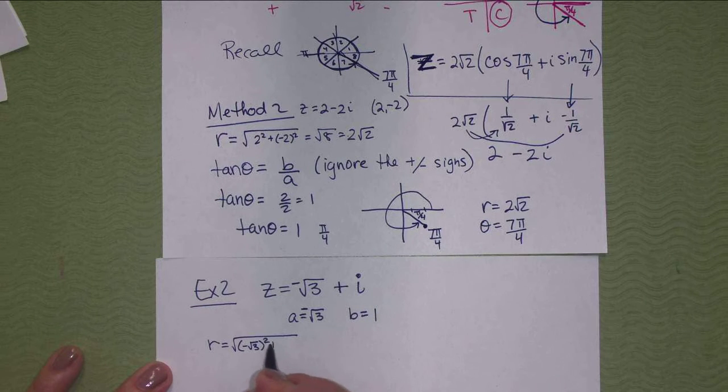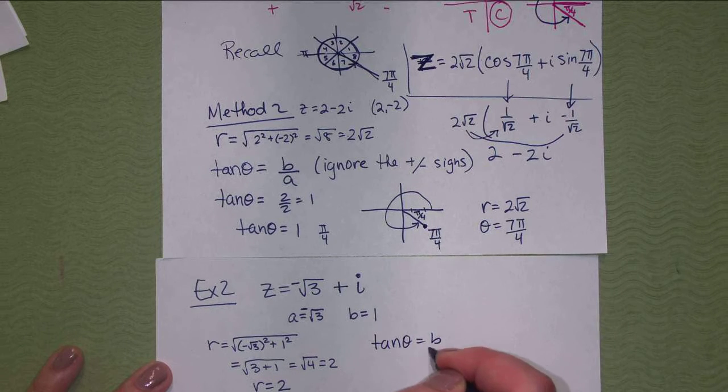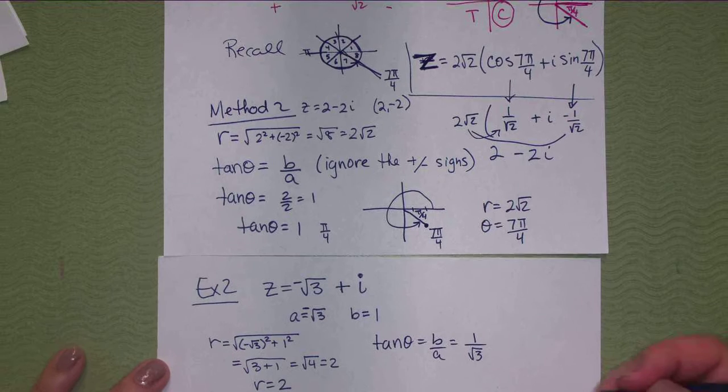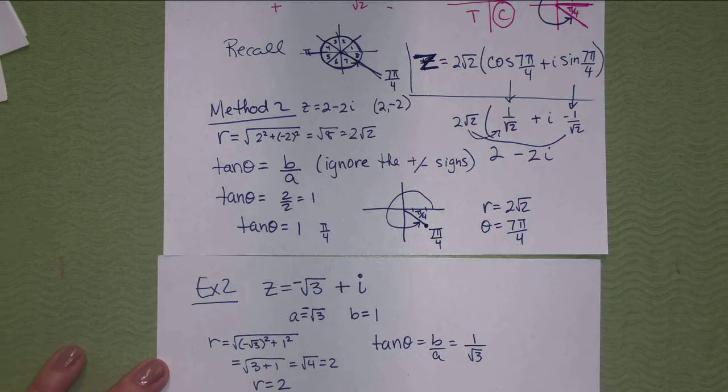Root 3 squared is 3. So R is 2. And we need to find tan of B over A, ignoring the signs. It doesn't matter if you put the sign in there or not. Where does tan equal 1 over root 3? Tan is 1 over root 3 at pi over 6. So our reference angle is pi over 6. That's not our answer. We need to know where it is.